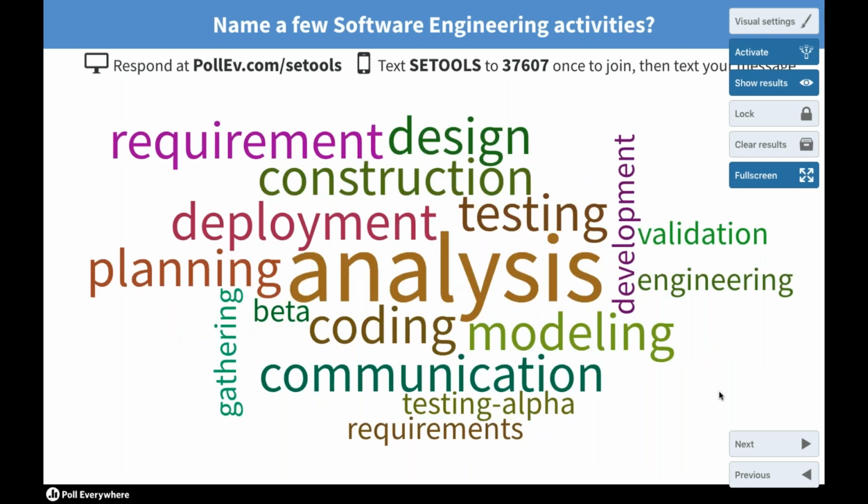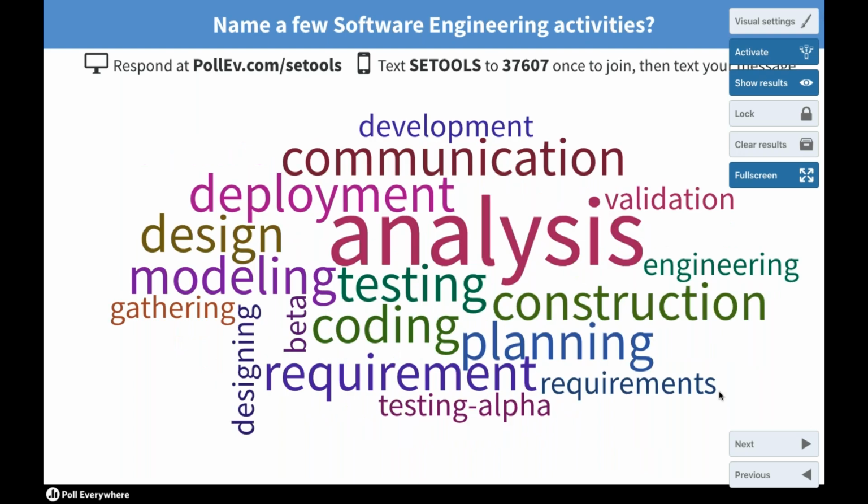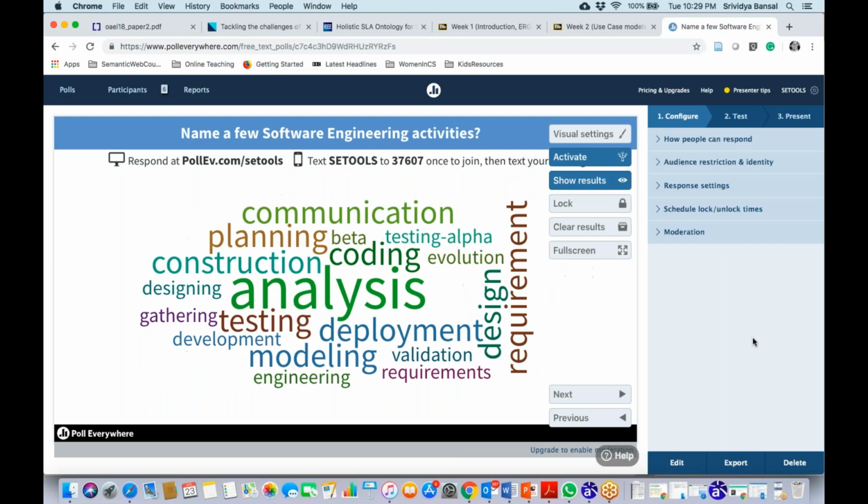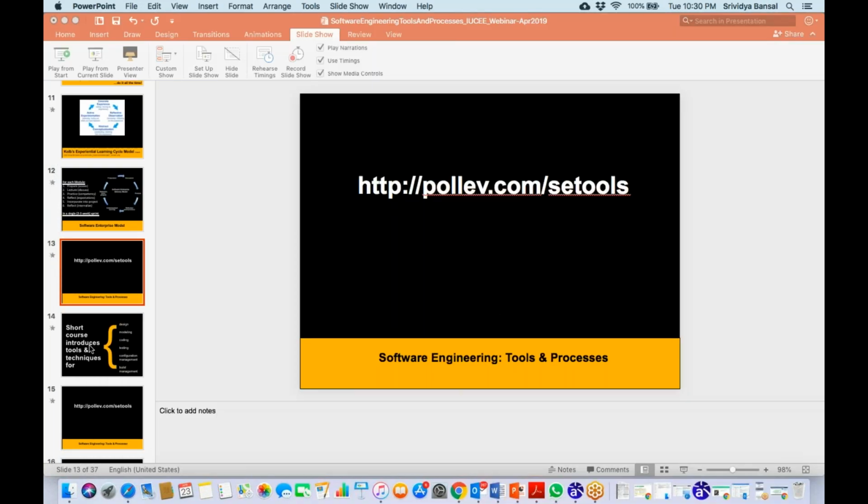So that's great. And again, within testing, there's different types of testing. There's alpha and beta. So I see some of you have entered that. So that's great. So all of these are typical software engineering activities. And when we talk about tools, we are now looking at what are the tools available to facilitate each of these activities for us. So let's go back to the slides.